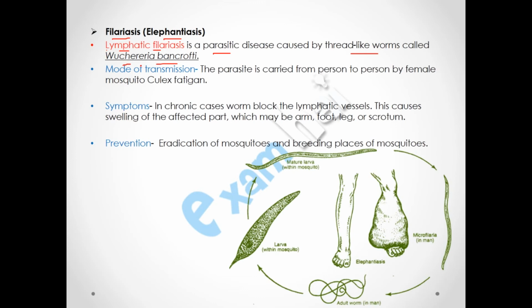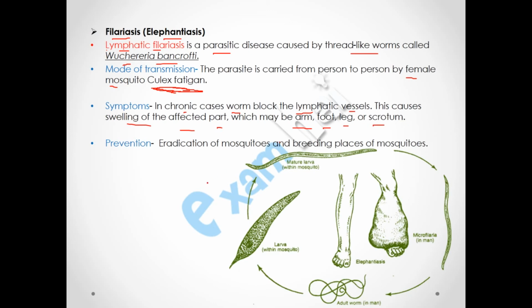So now, how are these worms transferred from one person to another person? The mode of transmission is by a female mosquito named Culex fatigans. So this is the name of a mosquito which transfers the worm from an infected person to a healthy person. The symptoms are, in chronic cases, worms block the lymphatic vessels and this causes swelling of the affected part, which may be arms, foot, leg, or scrotum.